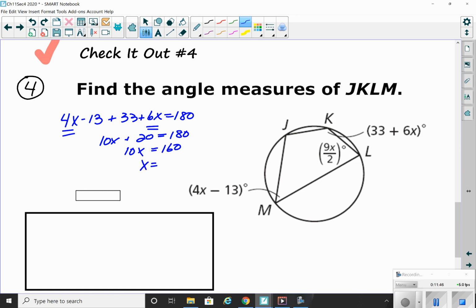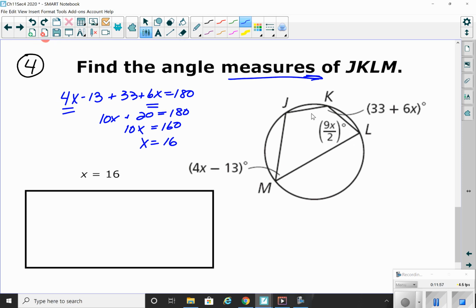Hopefully I'm doing this right. So I got x is 16. Let me just double check. But notice that it says find the angle measures, right? They want us to find all the angles. Well, for angle K, you're just going to plug in 16 here. For angle M, you can plug in 16 here. Now I can use this expression and plug in 16 here to solve for angle L.